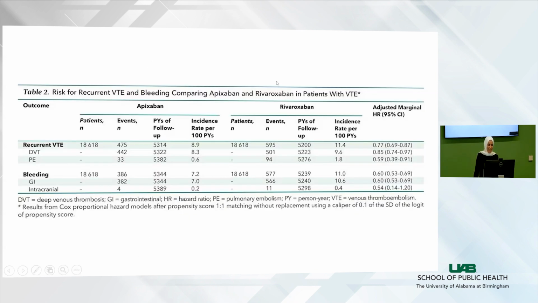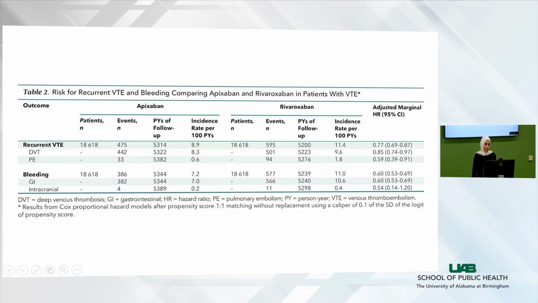So we'll move to the study results. After we ran our propensity score model and our Cox proportional hazards model, we found that use of apixaban versus rivaroxaban was associated with a lower risk of recurrent VTE, with a hazard ratio of 0.77 and a confidence interval of 0.69 to 0.87. Similarly, use of apixaban versus rivaroxaban was associated with a lower risk of the composite of bleeding events, with a hazard ratio of 0.60 and a confidence interval of 0.53 to 0.69.